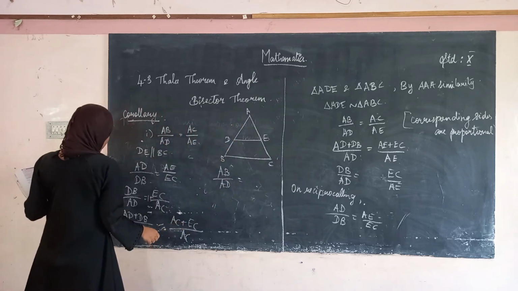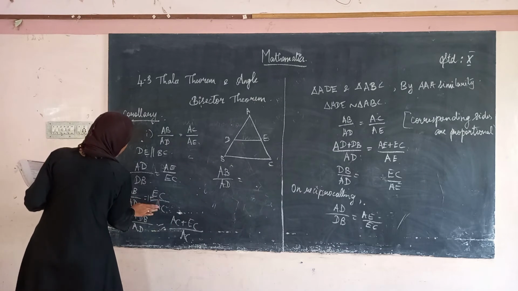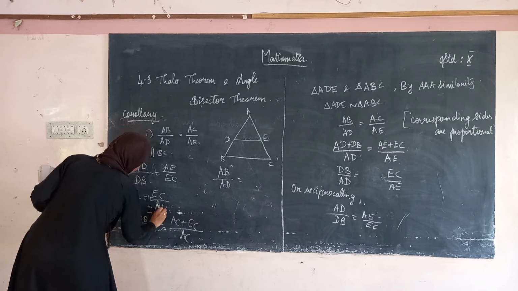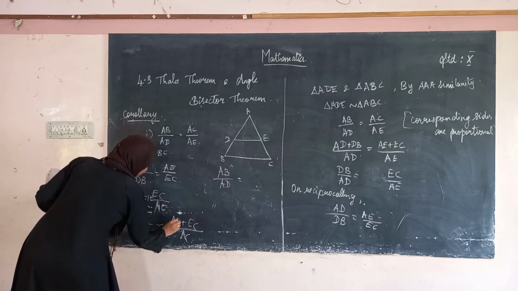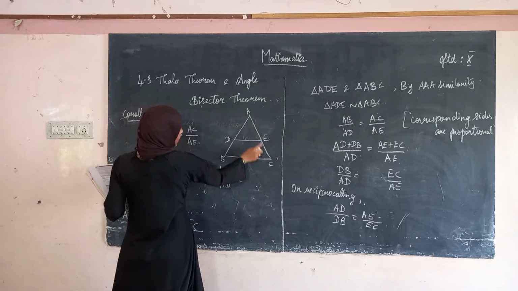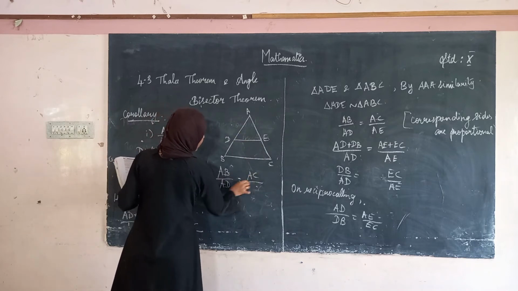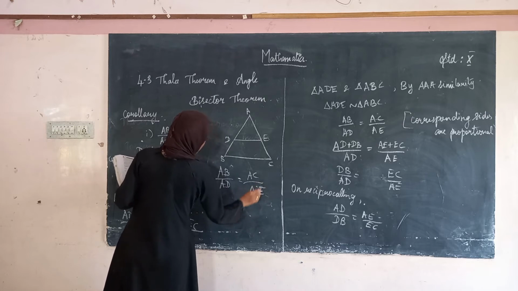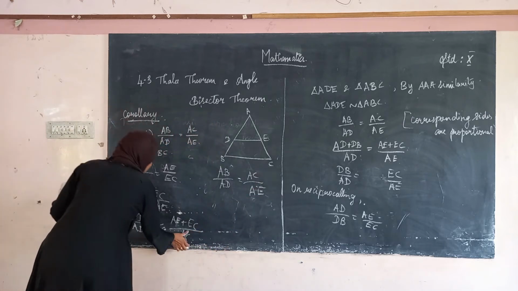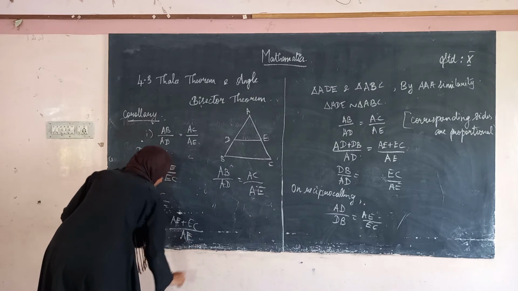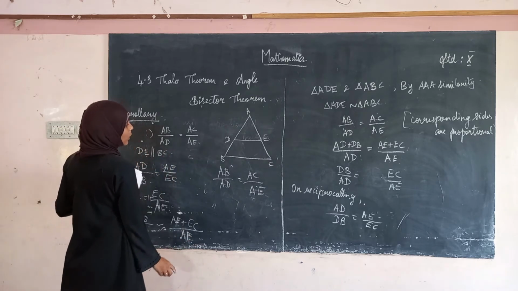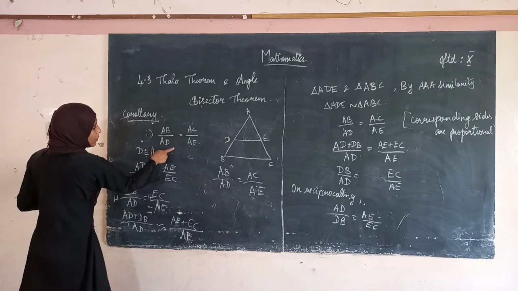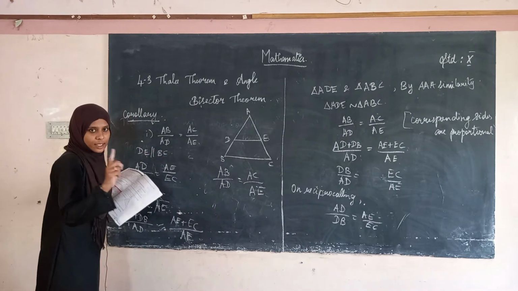AB divided by AD is equal to, what is AE plus EC? Sorry, it is AE, okay. What is AE plus EC? It is AC. Therefore, AC divided by AE. This is what we have to prove, right? AB divided by AD is equal to AC divided by AE. This is the first corollary.